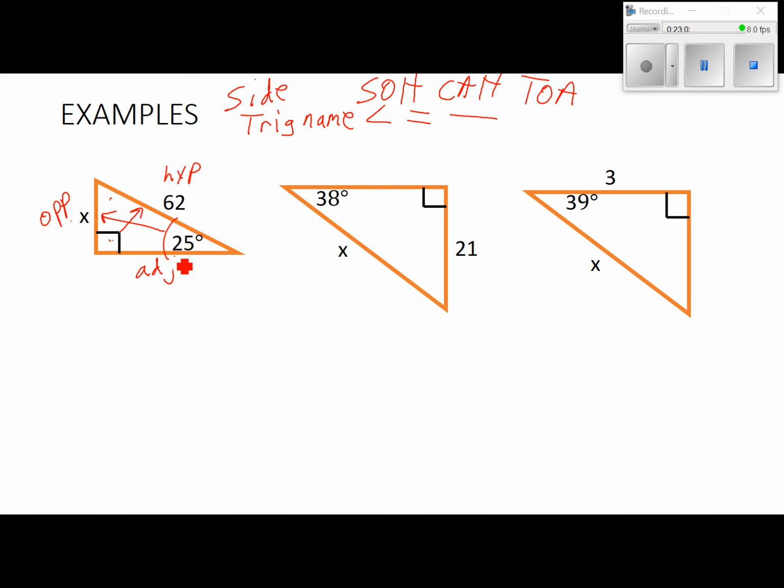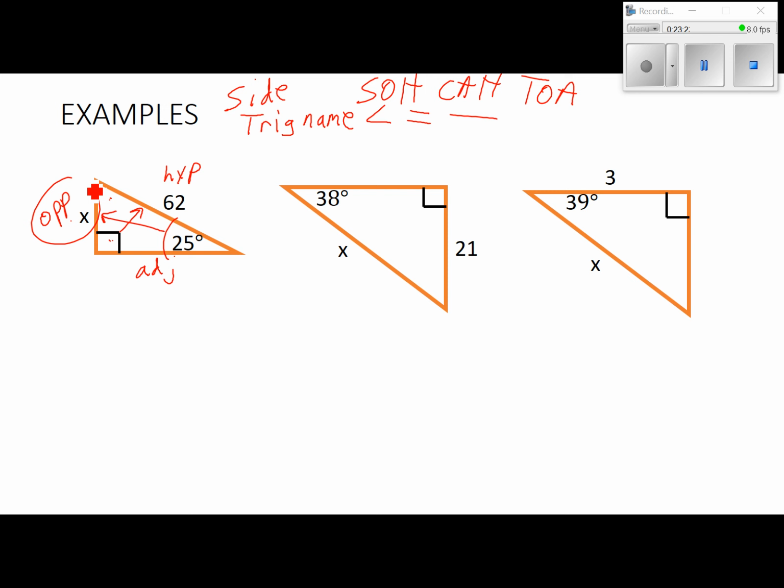Opposite, adjacent, hypotenuse, every time. Now here's the hard part. You're going to set up your equation. When you set up this equation, you've got to decide which sides you care about and which sides you don't care about, or which angle you care about and which angle you don't care about.